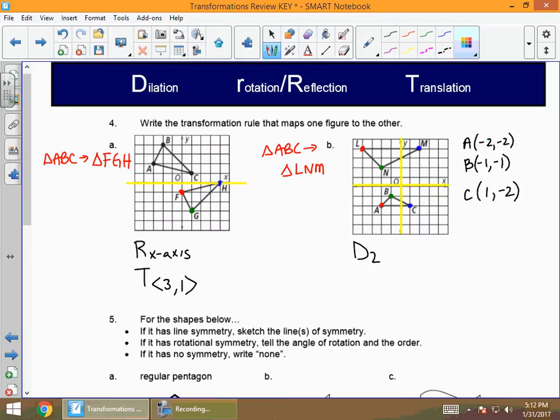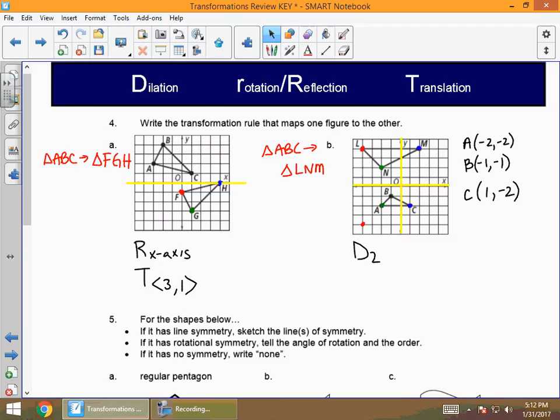All right, so when I dilate these things by a factor of 2, that means -2, -2 becomes -4, -4. I'm going to go ahead and move that from -2, -2 to -4, -4. And B was at -1, -1. I have to dilate by a factor of 2. Multiply both numbers by 2 makes it -2, -2.